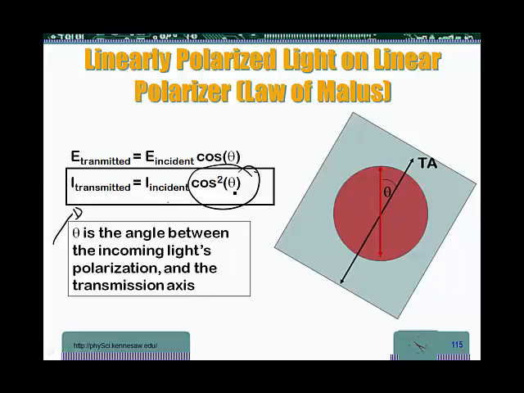Special case, if my angle is 45 degrees, cosine is square root of 2 over 2, so cosine squared is 1/2, and I get half the light. Now, if my angle is 90 degrees, cosine is 0, that gives me no transmitted light. Now, this expression, I transmitted equals I incident times cosine squared of theta, is called the law of Malus, or Malus's law.